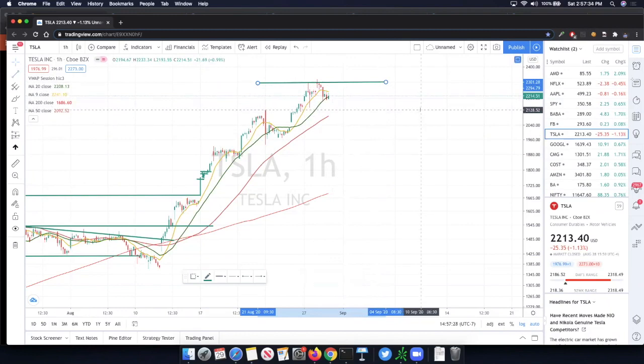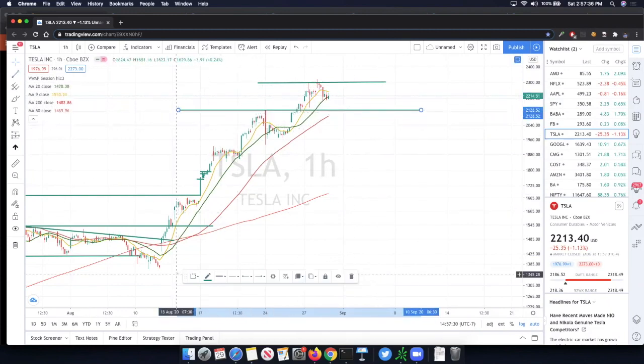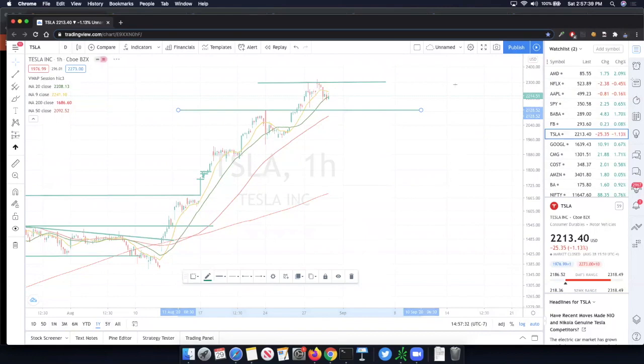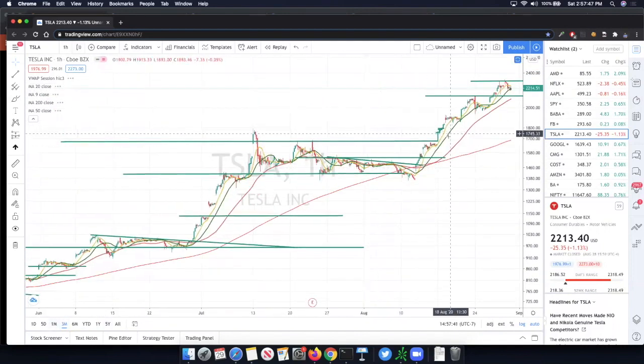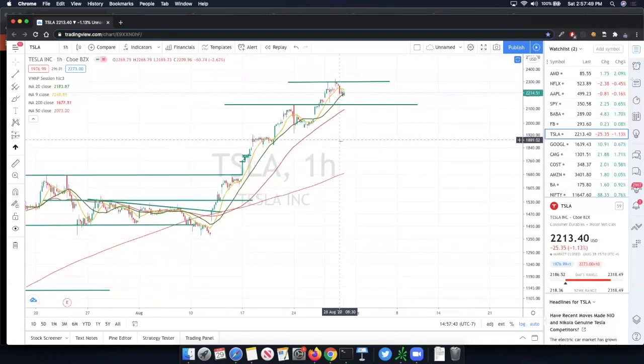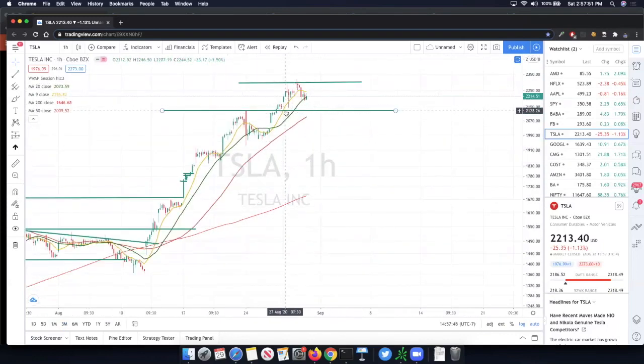When you can't find an entry on the daily, or your entry is too far, like the 9-day EMA is basically 2055, which is 200 points down, then you can go into shorter time frames, like an hourly time frame, and see where the support is. So I anticipate Tesla will bounce at 2120 levels, or it will just go above 2300 and never come back. It will just stay above there for some time.